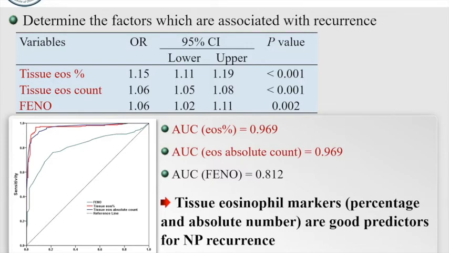Then we drew receiver operating characteristic curves for these three parameters respectively, showing that both the percentage and the absolute count of tissue eosinophils were good predictors of recurrence. Actually, the areas under the curves of both markers are identical, which is 0.969.